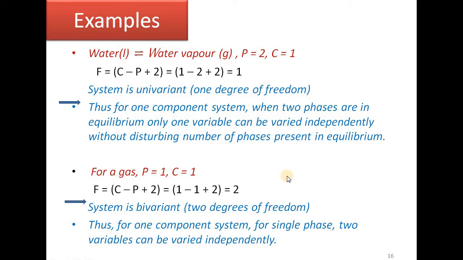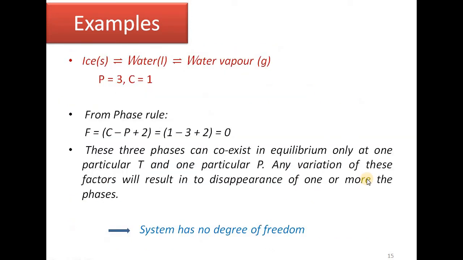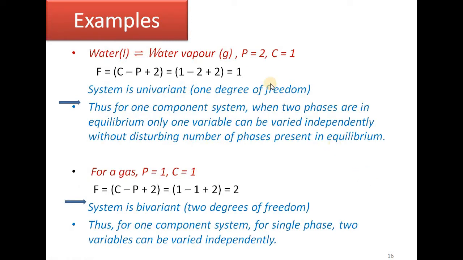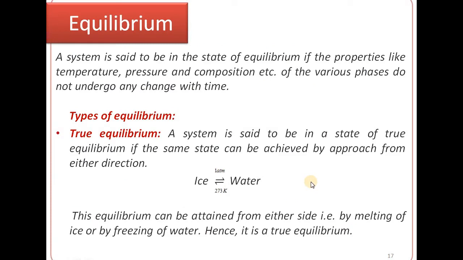So in the case of a one component system, when all three phases are together, degrees of freedom are 0. When only two phases are in equilibrium, degrees of freedom is 1. And when there is only one phase, a single phase, in that case degrees of freedom are 2.